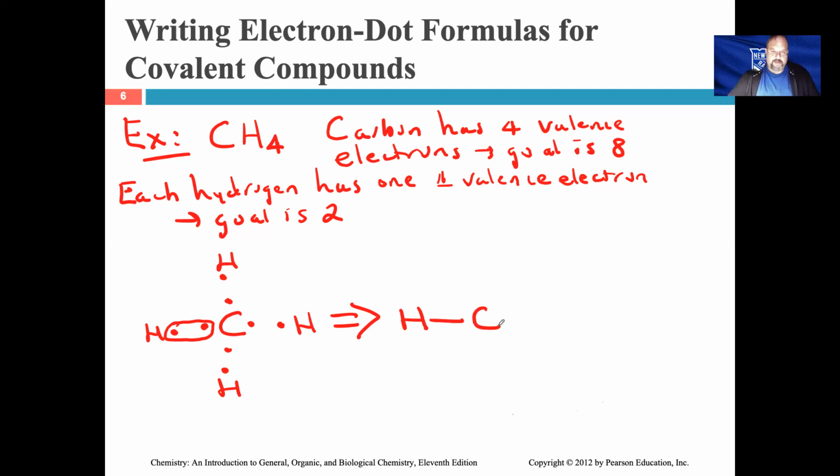And the nice part about that right now is that when the hydrogen on the left does that, the hydrogen now has how many valence electrons? 2. So it's happy.